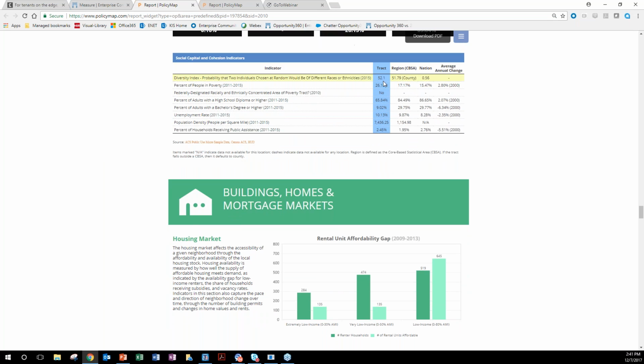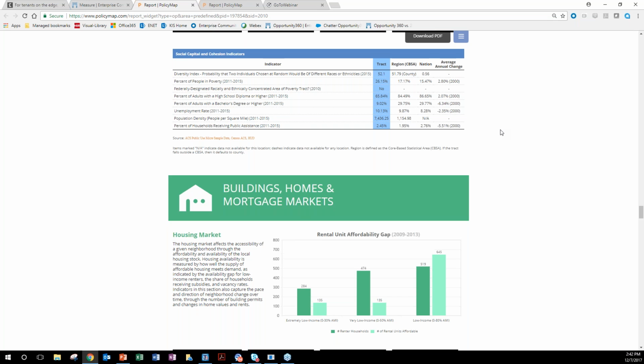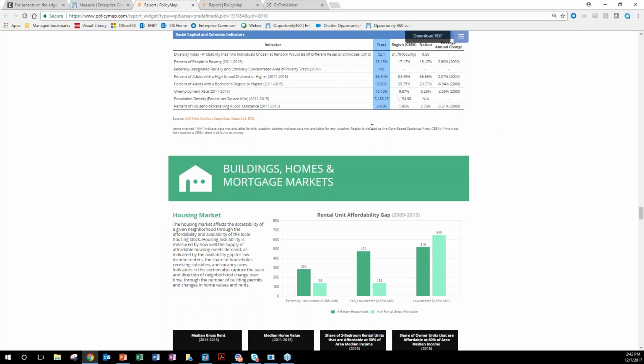And you'll see here that all this in blue, these metrics in blue, is what's happening in this particular census tract or community. But you can also see where the data is available. We also compare it to the region, to the nation, and then look at the average annual change over time. So if you look at the diversity, is it changing for this community? How does it compare to the nation? What percent of households are receiving public assistance? And how is that changing over time?